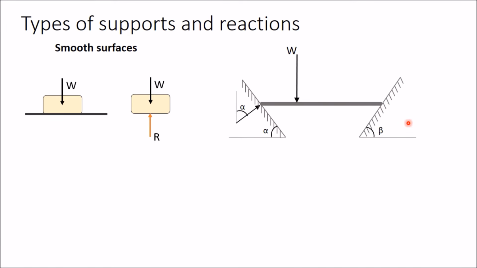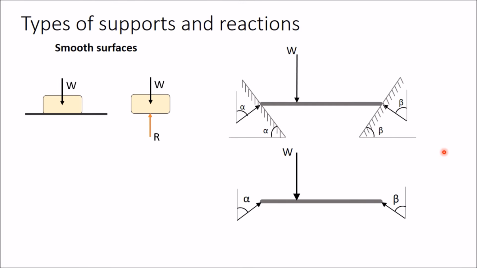Similarly, at this point there will be one reaction. This reaction will be perpendicular to this surface, and therefore it will make the same angle beta as made by this surface from horizontal. To draw the free body diagram of this beam, you have to draw this beam, then apply the vertical load W, and then remove this surface and show the reaction at an angle of alpha, and remove this surface and show this reaction at an angle of beta. This is the required free body diagram of this beam.